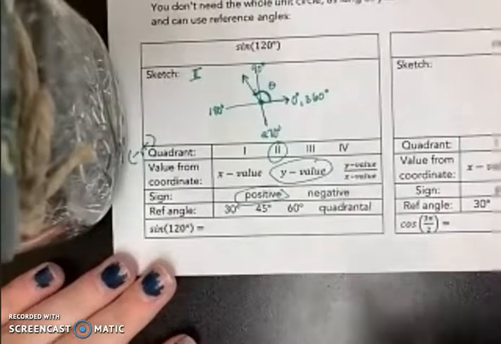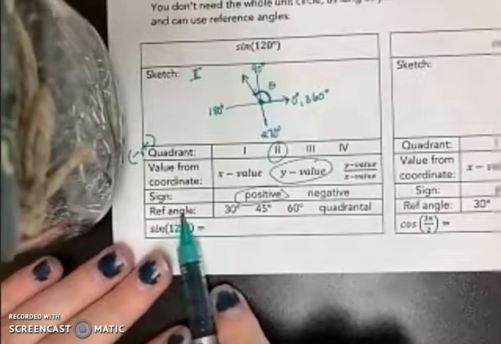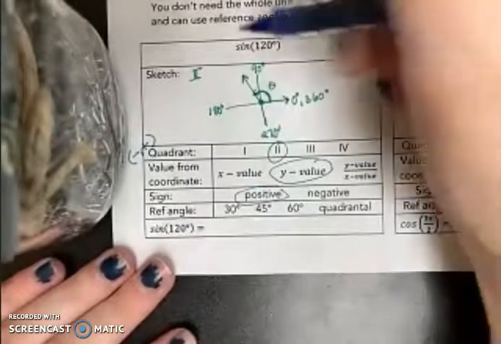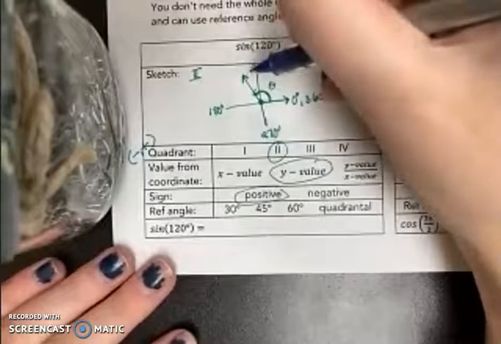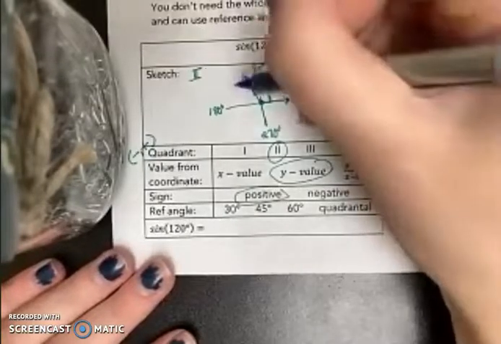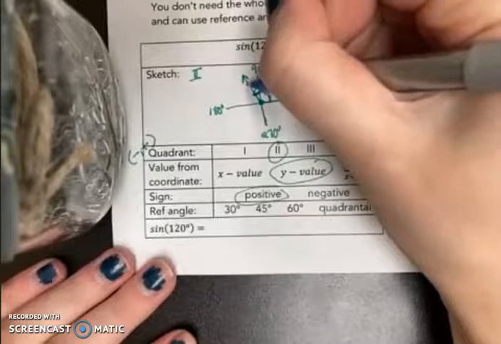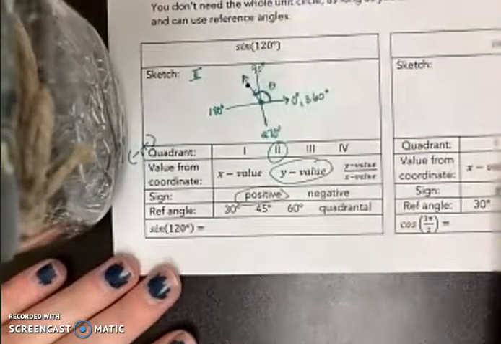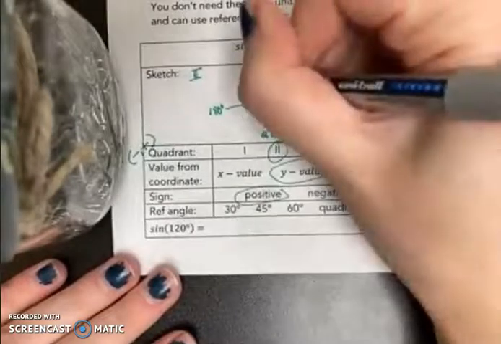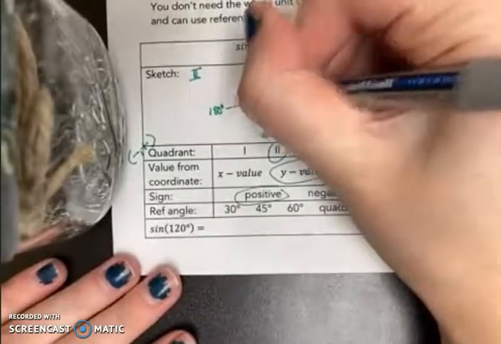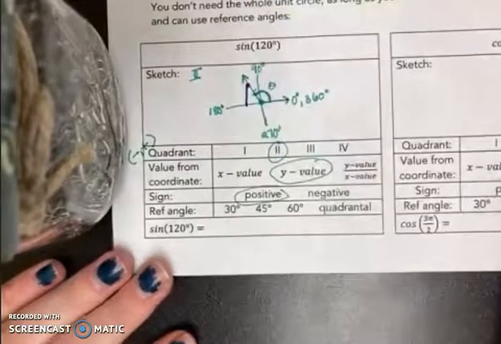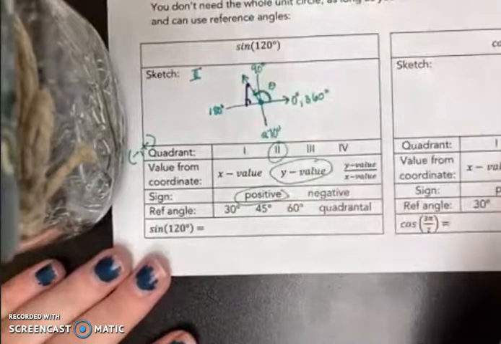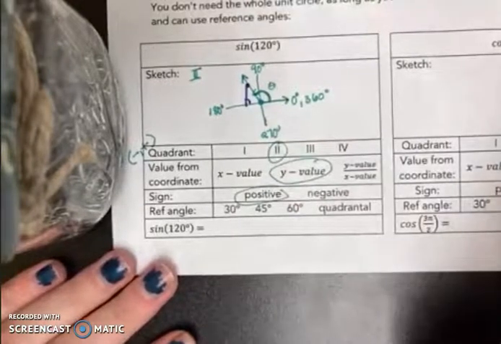Okay. Now I need to determine what the reference angle is. So we're going to go back up to our picture. And to draw my right triangle that I'm interested in, I'm going to take a point on my terminal side and drop it to the x-axis. So I've just created a special right triangle, but I need to know what type of special right triangle did I create.